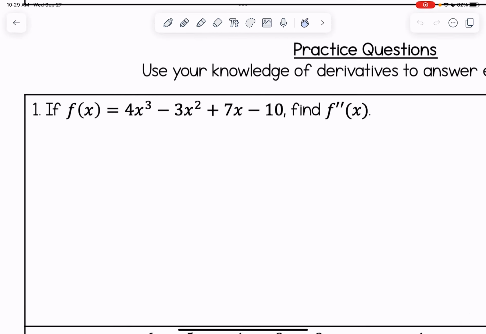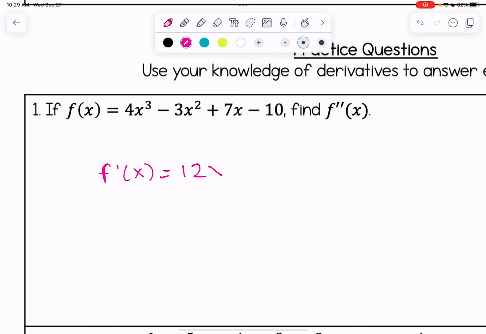So for number 1, if f of x equals 4x cubed minus 3x squared plus 7x minus 10, we're going to find the second derivative here. In order to do that, you have to find the first derivative first. So we're going to use power rule here. So this is going to give me 12x squared minus 6x plus 7.